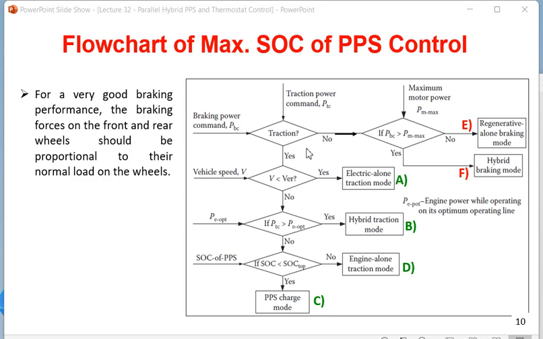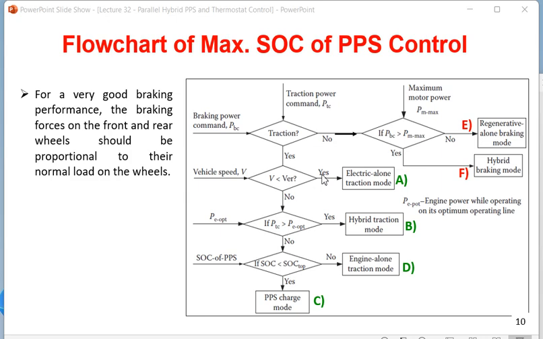Whenever we know that it is traction, the first thing we check is whether the speed of the vehicle is less than VEB or greater than VEB. That VEB is also called VER, the vehicle speed reference. So this VER is nothing but VEB. If the vehicle speed is less than VEB, that is the question, that means we have not reached VEB yet. That means we are in between the 0 to VEB range. That means this answer is yes.